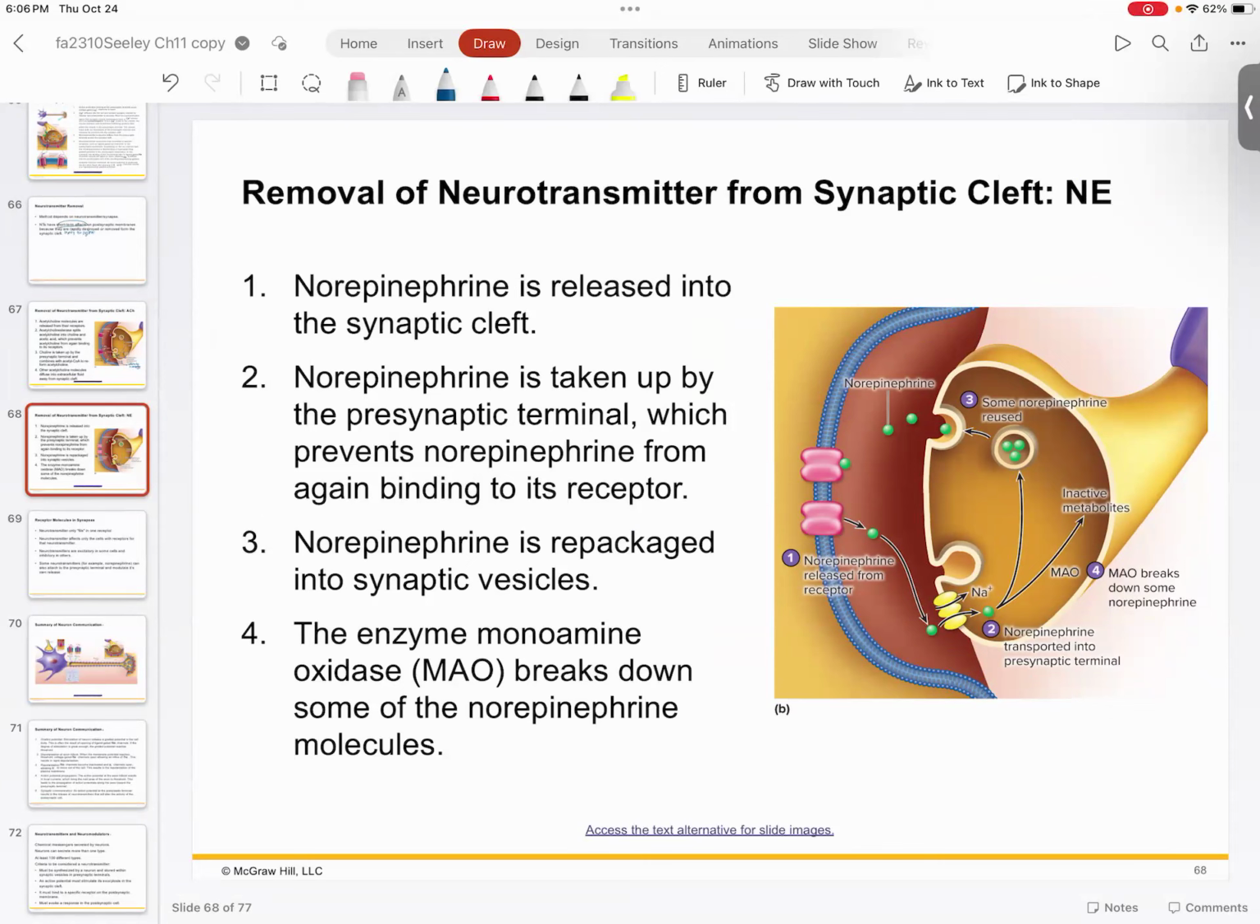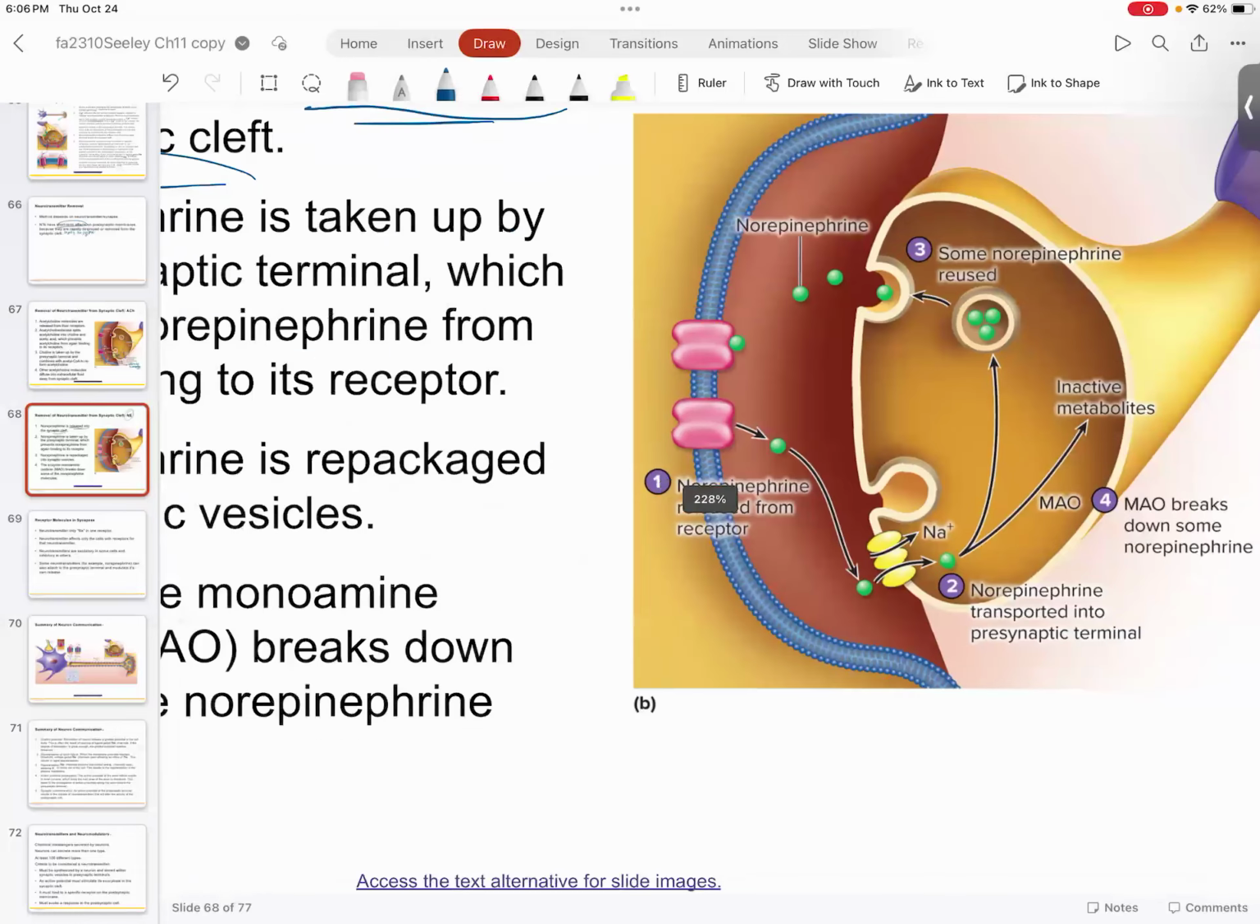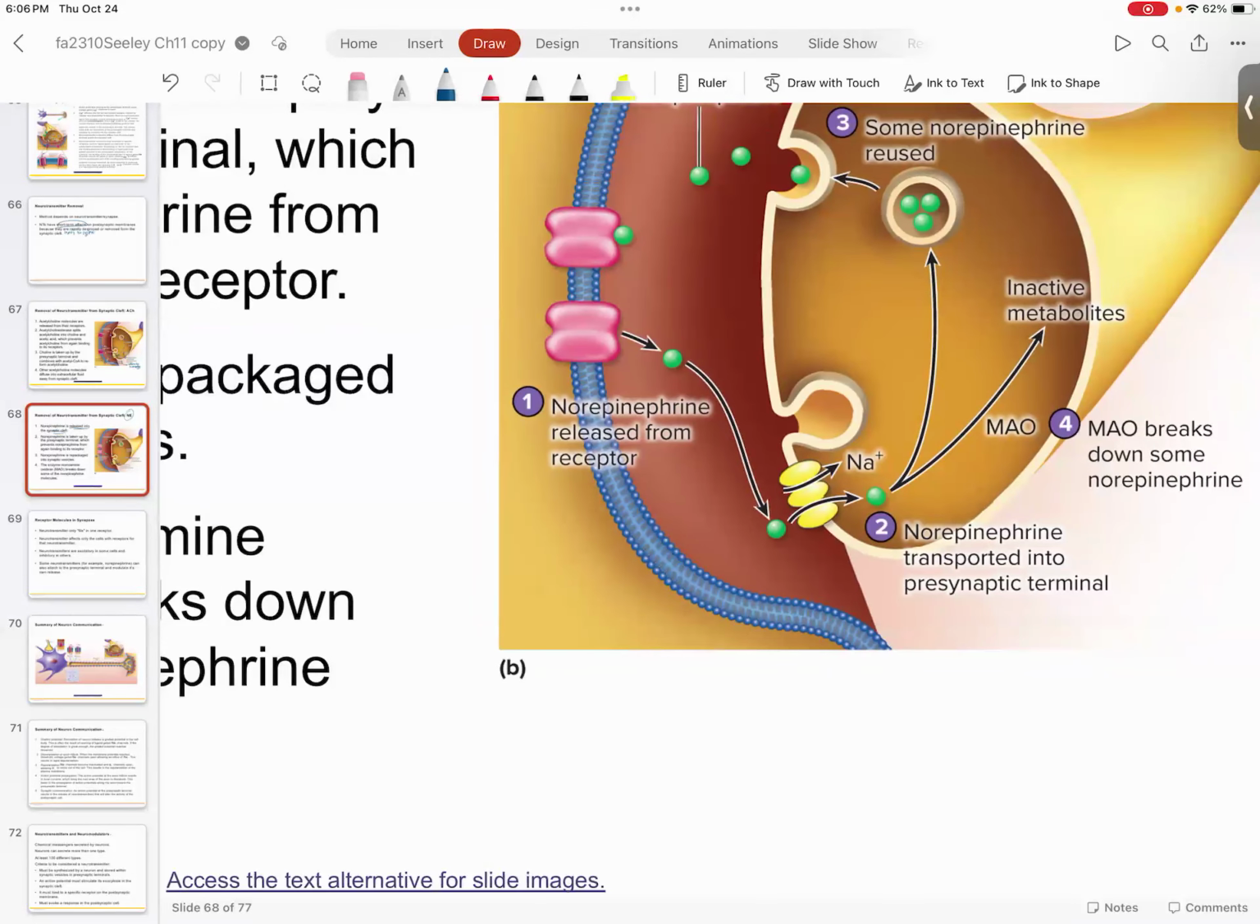How do they work, right? So how do you remove, for instance, norepinephrine, which is one of the adrenalins? Well, the first thing is the same basic idea, right? The first step is you have to release the norepinephrine into the cleft itself. And then the norepinephrine, typically, rather than being broken down, is actually taken up by an active transporter. So it's going to be moved into the presynaptic terminal.